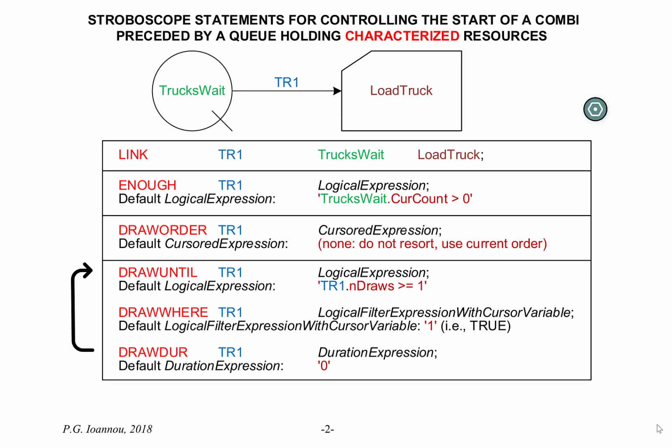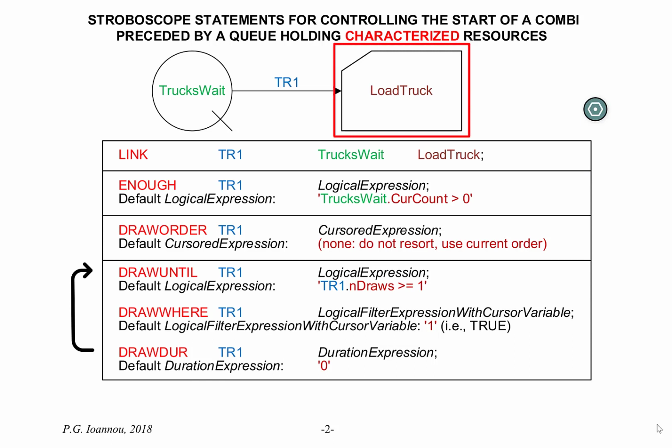This presentation reviews the drawing process for characterized resources. The figure shows a combi load truck preceded by a queue called truck's weight, which are linked by the link TR1. The definition of the link is through the link statement that takes as an argument the name of the link, TR1, followed by the name of the predecessor, truck's weight, and the successor, load truck.